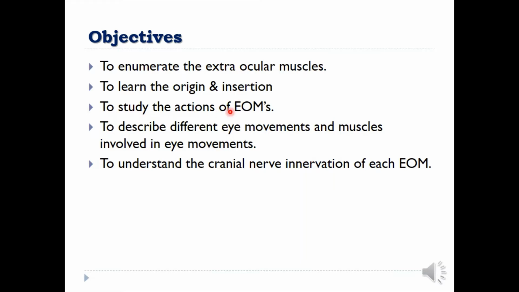We need to study the actions of extraocular muscles. What are the different actions? We are already aware of actions like adduction, abduction, elevation, depression. We learned that in the introduction to optometry classes. And of course, to describe different eye movements and which muscles are involved in them. And at the end, to understand which nerves control the movement of each of the extraocular muscles. So these are the objectives for us to learn today.